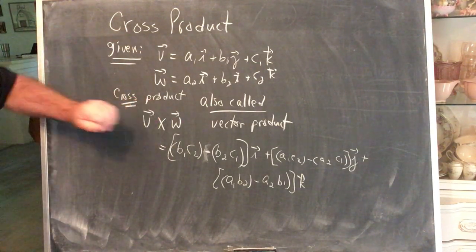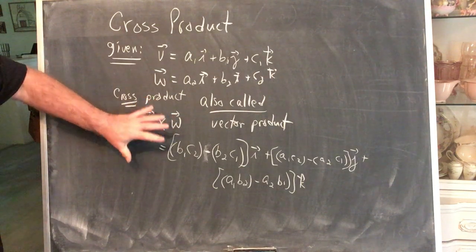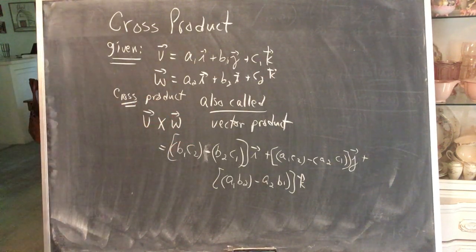So what we're going to do next is take a small little diversion away from this and introduce something called a determinant. When we get those skills, then we'll come back and talk about the cross product some more.